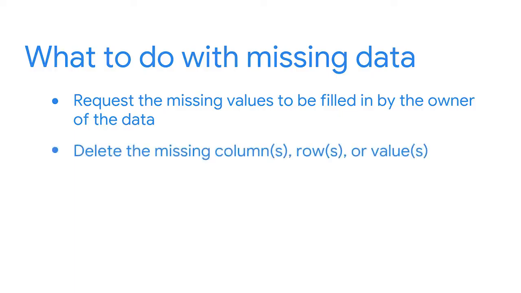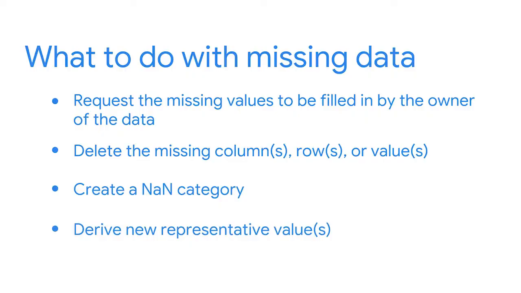2. You delete the missing columns, rows, or values, which would work best if the total count of missing data is relatively low. 3. You create a NaN category. Or 4. You derive new representative values, such as taking the median or average of the values that aren't missing. First, we'll talk about filling in the missing data.